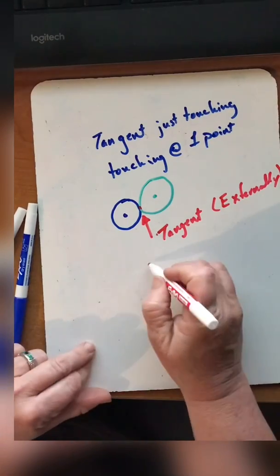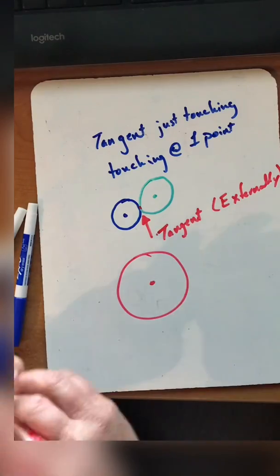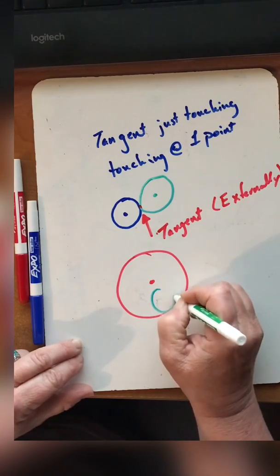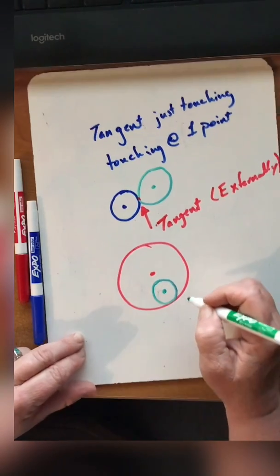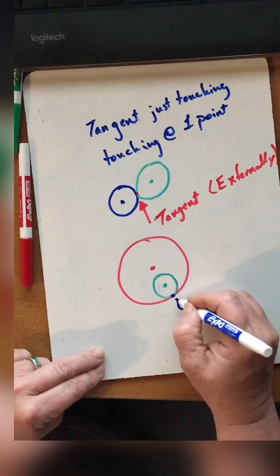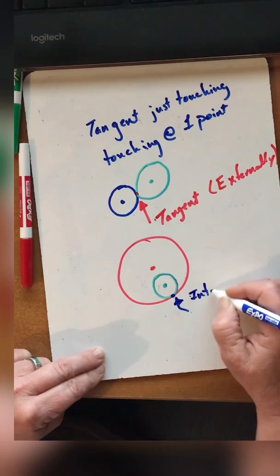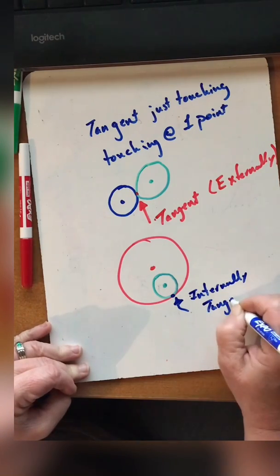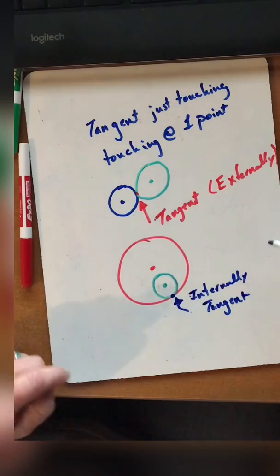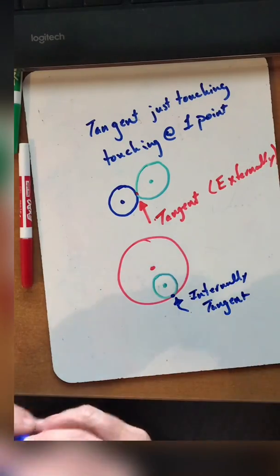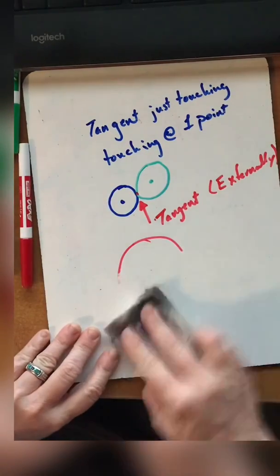Okay? Now then I can have a circle and another circle inside. And they can touch at one spot again. Alright? So these are internally tangent. Okay? Externally they're both outside. Internally one's inside the other. Okay? Alright. So tangent circles.